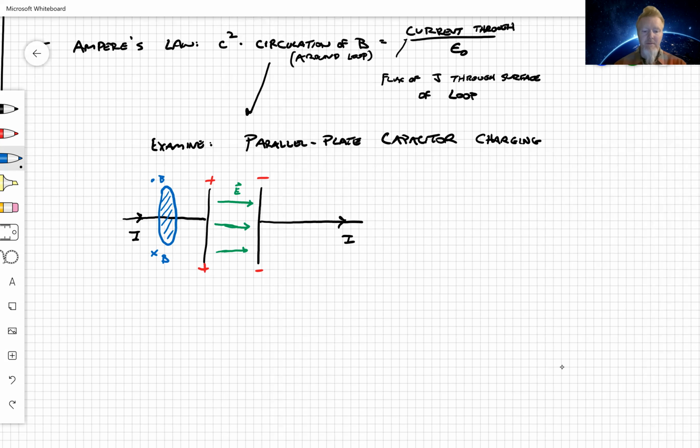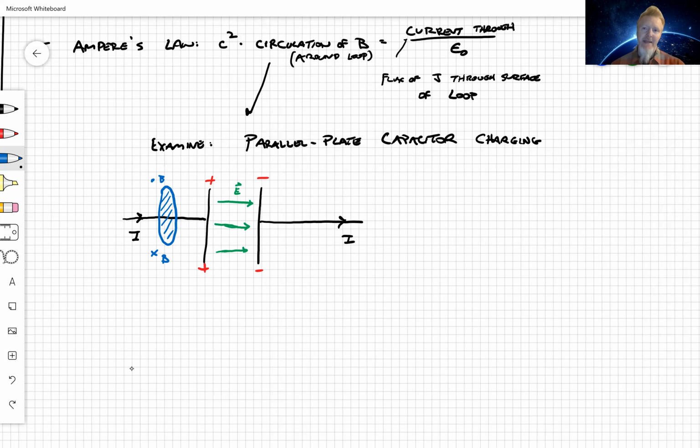Okay, like so. Okay, so that's what Ampere's law tells us. But now I'm going to do something a little bit different. Now I want to know what is the circulation of B around that loop.